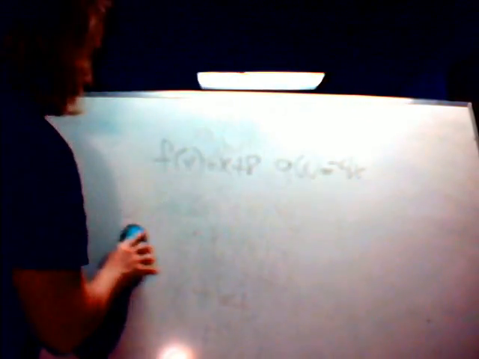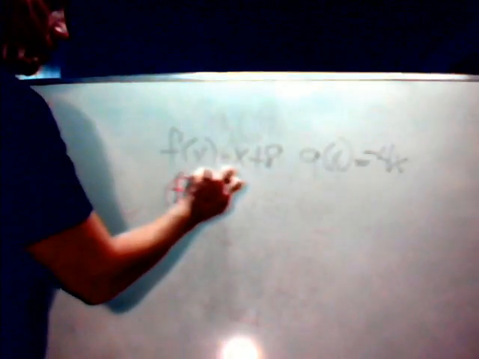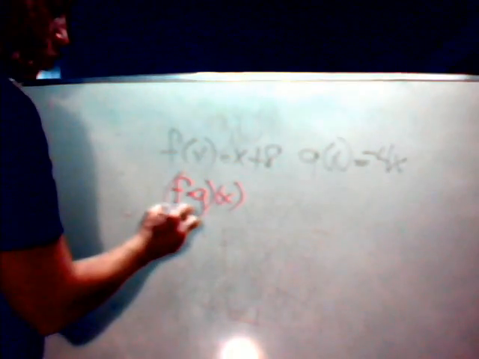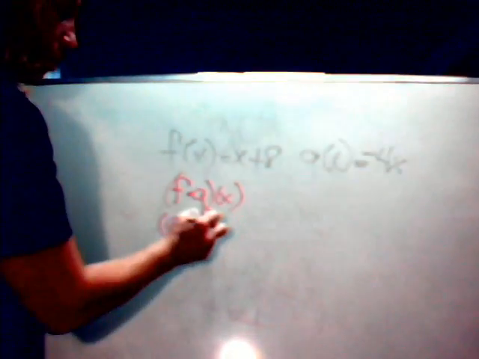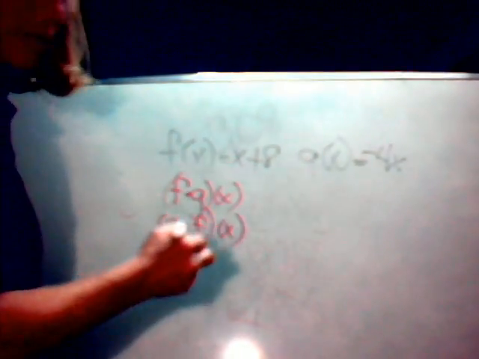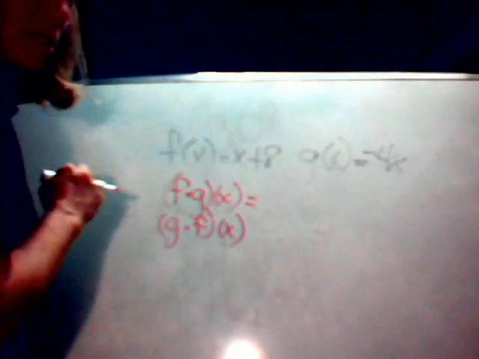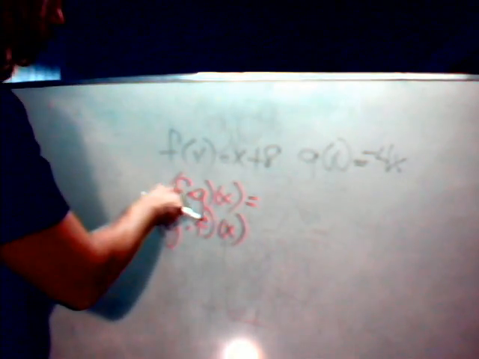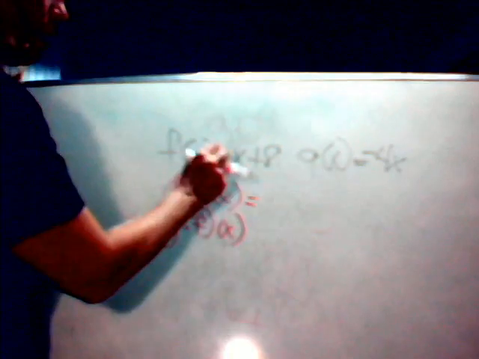Now we're going to look at multiplying the functions. We know order doesn't matter in multiplying, so f of x times g of x is the same thing as g of x times f of x. It doesn't really matter, but I'm just going to go ahead and do f times g of x.